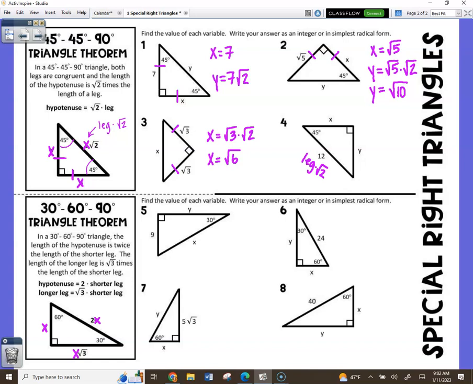And then you just decide which one you're going to solve for. Does it matter which one I solve for? No. So I'm going to use x since that's what I'm used to seeing over there. The leg times root 2 has to equal 12. The leg I want to solve for first is x times root 2 equals 12. I need x by itself, so I'm going to divide by root 2.